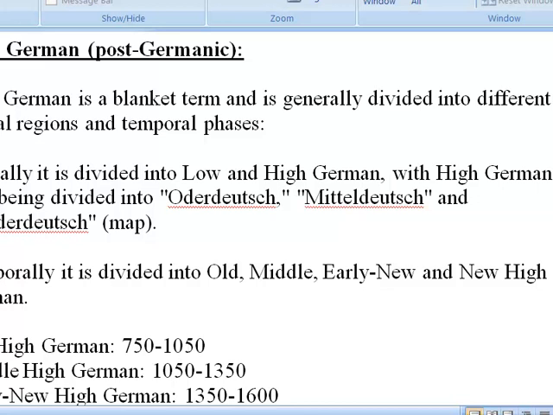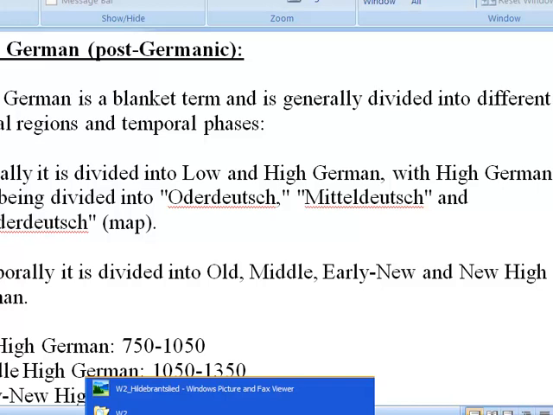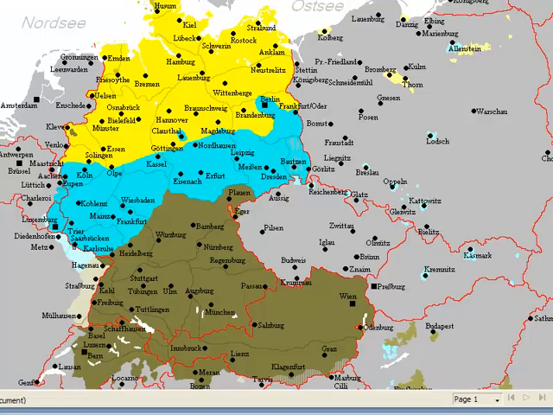And if we look here, let me see if I can find the map. Nope, there it is. Okay, so this yellow region would be Low German. It's kind of weird because on the map it looks like it's on the top, but in terms of altitude, those are the lowlands of Germany. Middle German is right here in the blue area, and then Oberdeutsch, or High German, is way down here in the southern part of Germany.